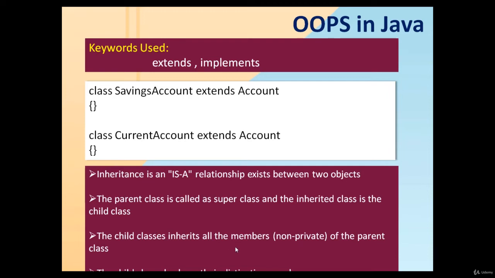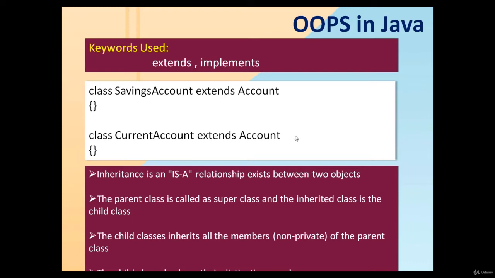The child classes inherit all the non-private members of the parent class. If a member is private, it is specific to that class only. The child class also has its own distinctive members. The distinctive members of savings account are interest and the calculate interest method. For current account, they are the number of transactions and the calculate service charge method. Those are specific, distinctive members of the child class.